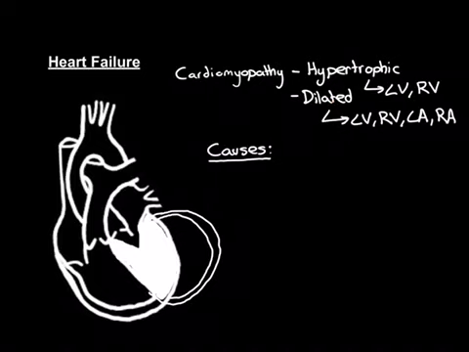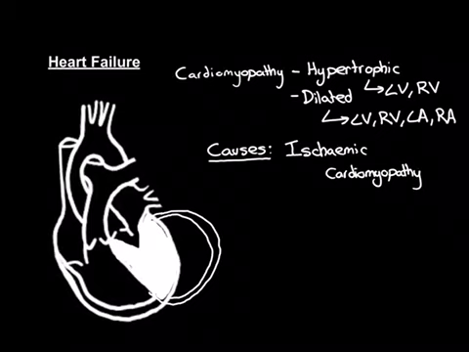It's a mixed picture and we don't properly understand why the heart might go down one route versus the other. So let's start off with some of the major causes. So ischemic heart disease, called ischemic cardiomyopathy. What is this? So ischemic heart disease is incredibly common.